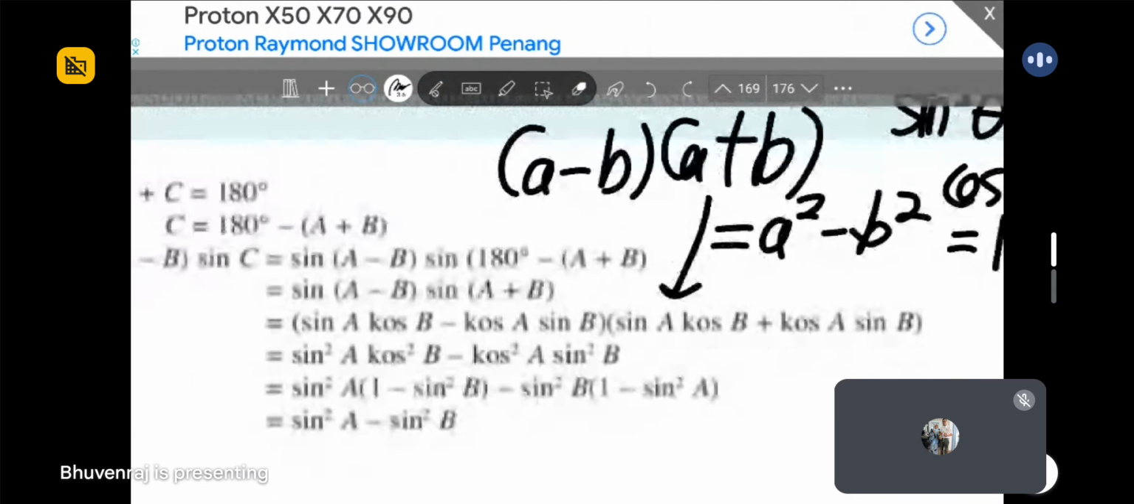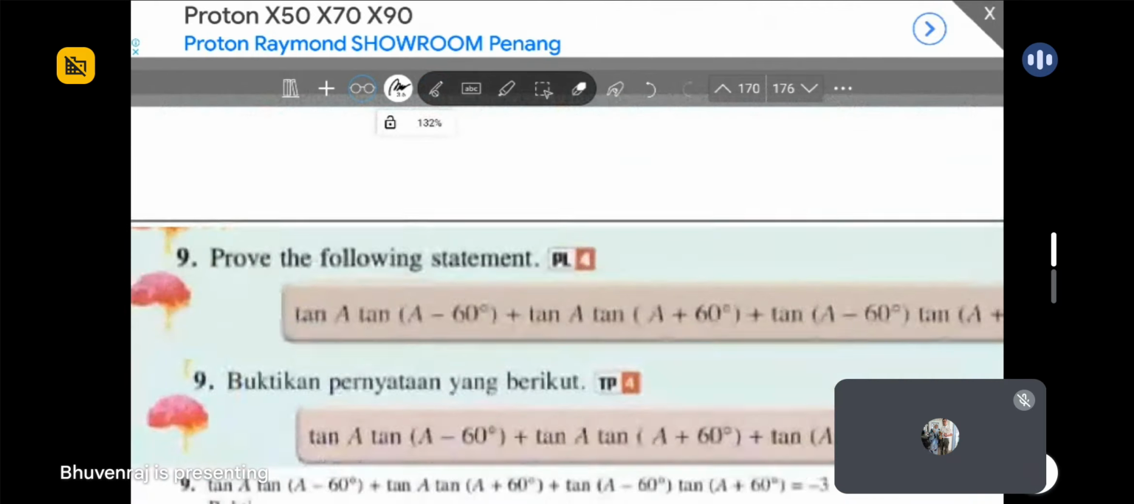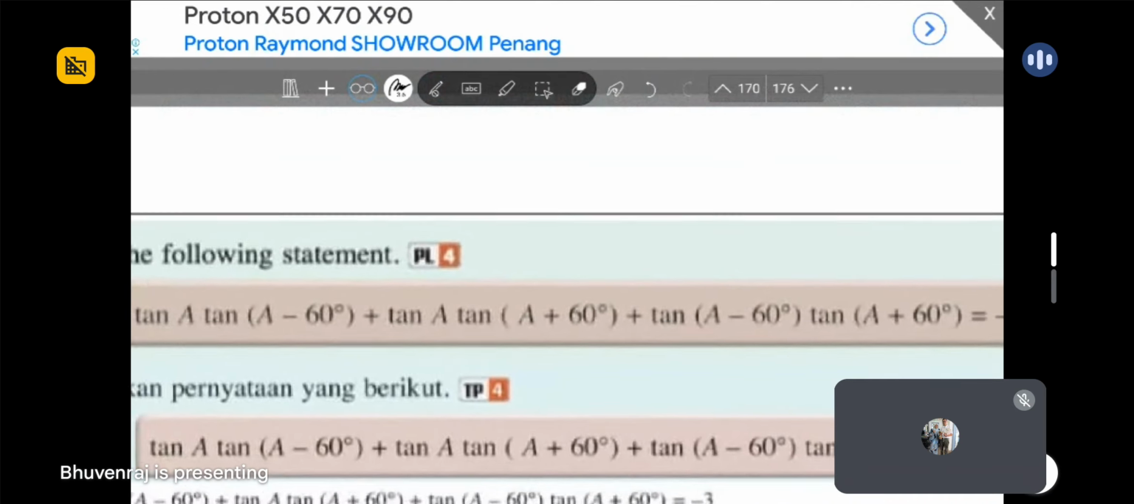Then expand. Kembangkan macam biasa. Okay, then you just simplify, pemudahkan, you will get this answer. That's all. Simple. Sangat mudah untuk buktikan. Okay? Alright. Next question. Soalan ke-9. Okay, question 9 also asks you to prove, guys. Kamu kena buktikan.